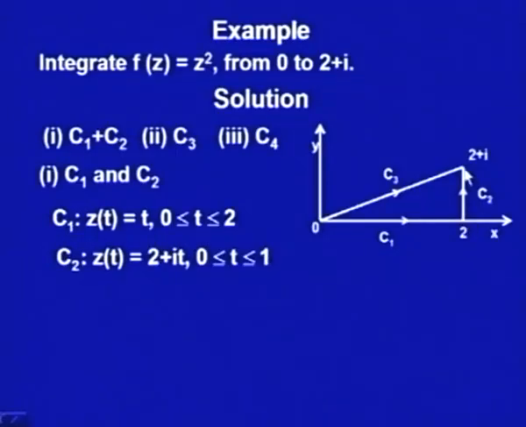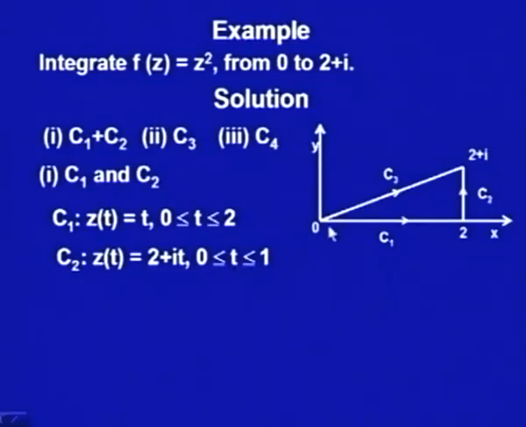For C2, now I am taking a different parameterization. If I treat this simple xy plane, C2 is the line where x is equal to 2 and y is varying from 0 to 1. So, I will take the parameterization for y, that is y is equal to t, where t is varying from 0 to 1 and x is constant 2. So, I could use this parameterization z(t) as 2 plus it for t between 0 and 1.